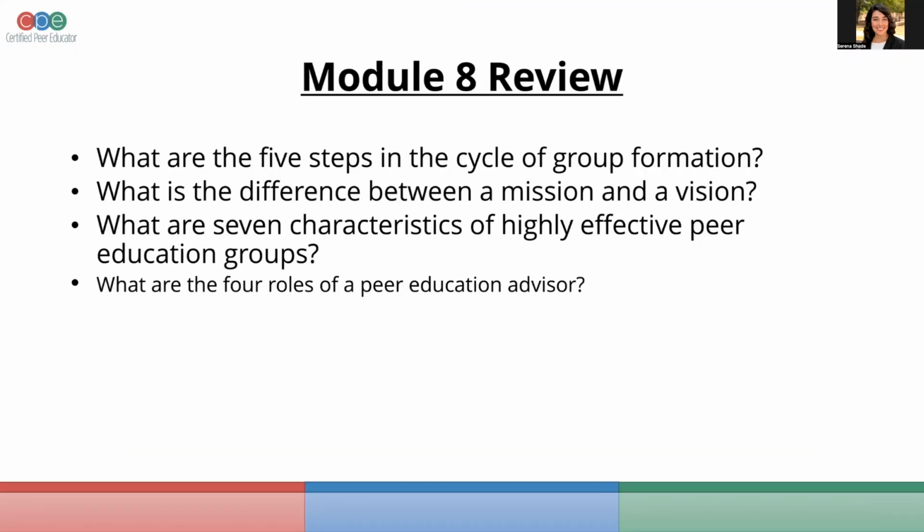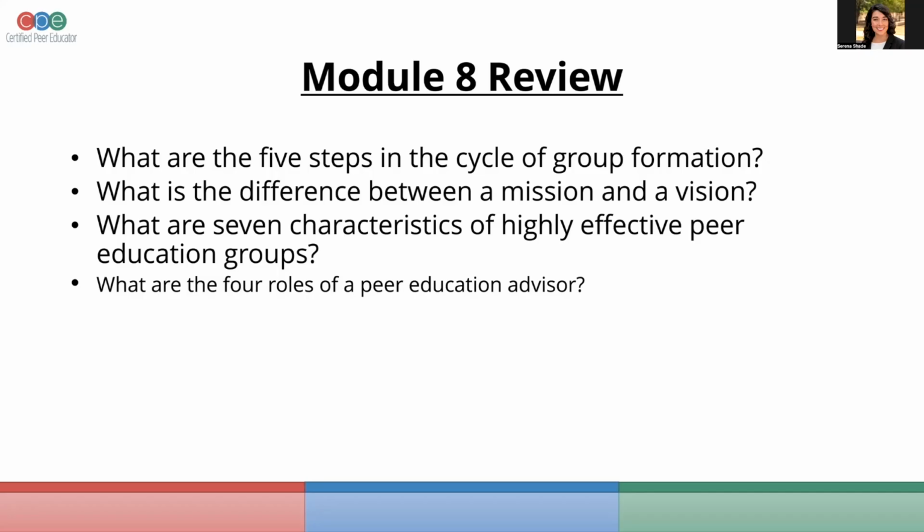So now we are done with Module 8, and we are going to go through the review again, so that way we can talk about some key topics that we talked about in the module. So the cycle of formation, remember that first step, forming, the second step, storming, the third step, norming, the fourth step, performing, and the fifth step, when everybody graduates or peer educators leave, adjourning. The difference between a mission and vision statement is that the mission statement focuses on today. The vision statement is going to focus on what is in the future.